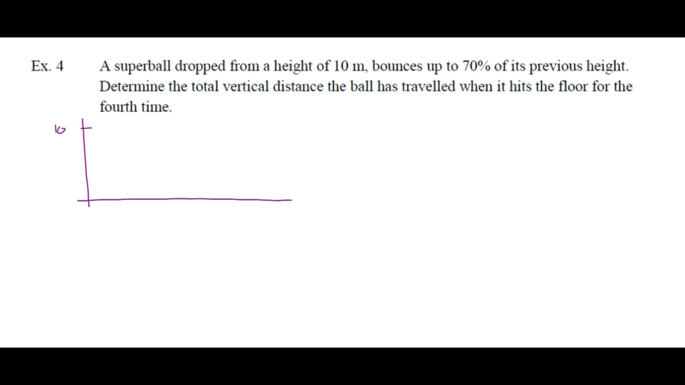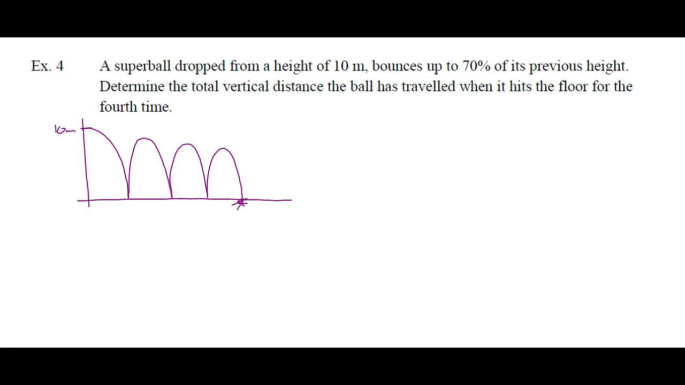Okay, so here's 10 meters, and it's dropped. It hits the ground for the 1st time, 2nd time, 3rd time, 4th time. And we need this total vertical distance. We can see that some of these are repeated. It's dropped from 10, it hits, and it bounces up how high? What's 70% of 10? 7.